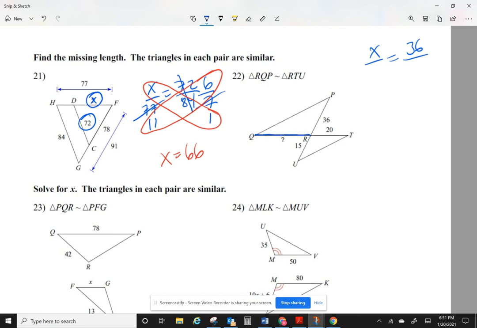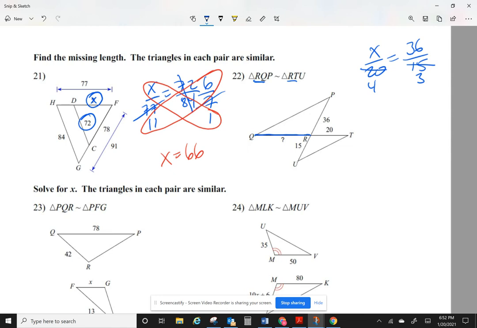X is the side RQ. So that's the first two letters. So RQ goes with RT. That means X goes with 20. And 36 goes with 15. When I simplify as much as I can, 20 and 15, let me divide each by 5. That gives me 4 and 3.